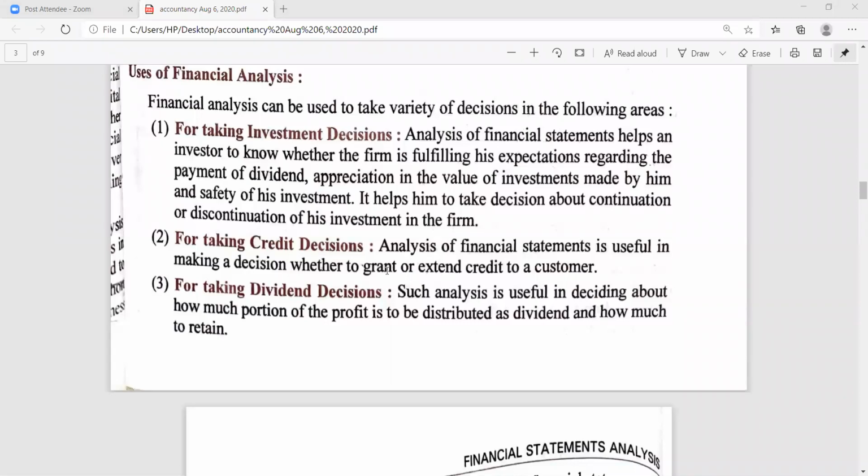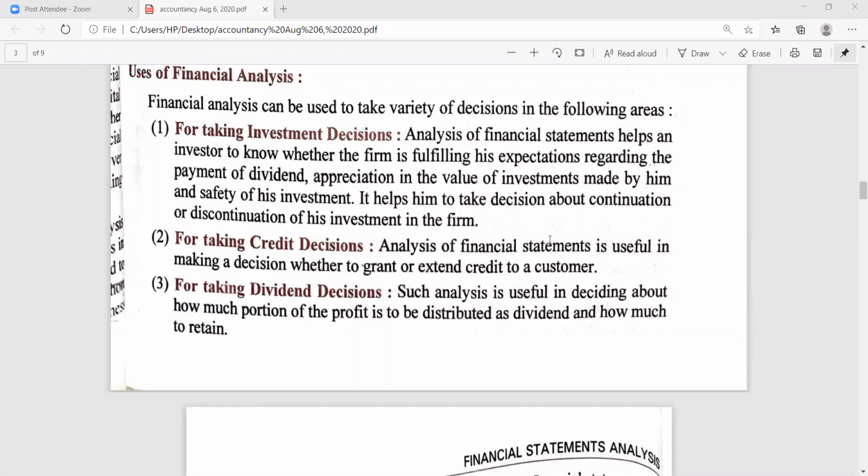For taking investment decisions, analysis of financial statements helps an investor to know whether the firm is fulfilling his expectations regarding the payment of dividend, appreciation in the value of the investment made by him, and safety of his investment. It helps him to decide about the continuation or discontinuation of his investment in the firm.